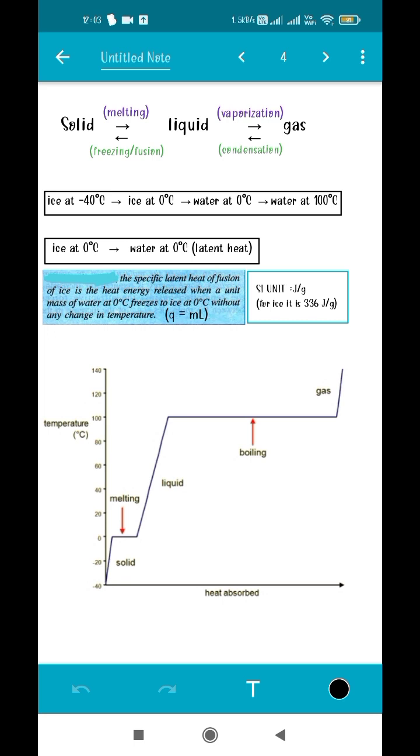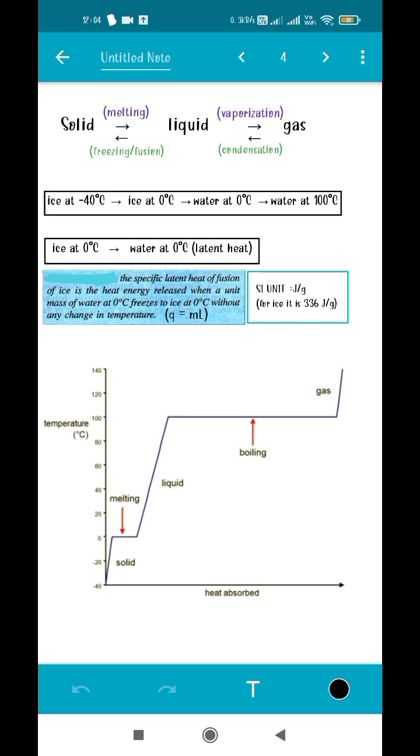So what happens? How does this phase change? It's not that ice directly gets changed into water and water directly gets changed into steam. There are certain processes which happen internally. So if we consider we have a cube of ice which is at a temperature of minus 40 degrees Celsius and we have to convert it into water at 100 degrees Celsius by heating, what are the steps which happen in this? So first of all, the ice at minus 40 degrees Celsius will get converted into ice at 0 degrees Celsius. Now this ice at 0 degrees Celsius will convert to water at 0 degrees Celsius without any change in temperature. Very important process.